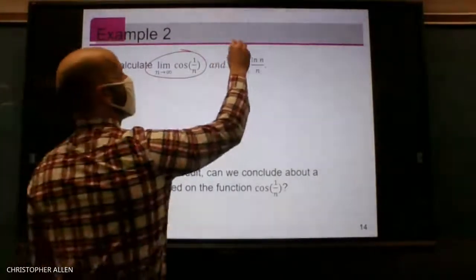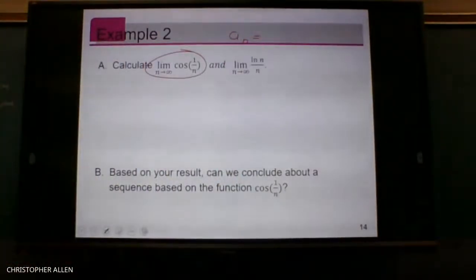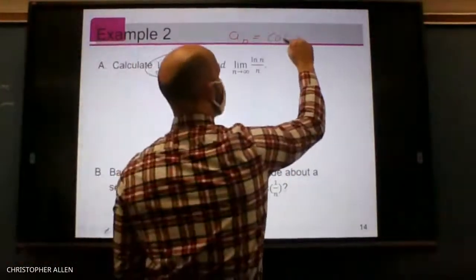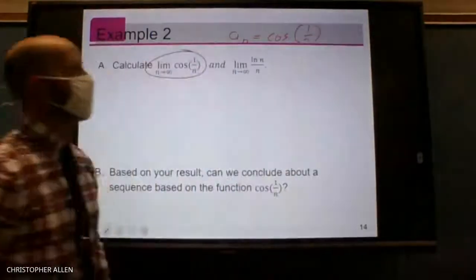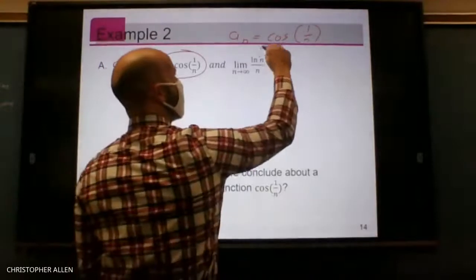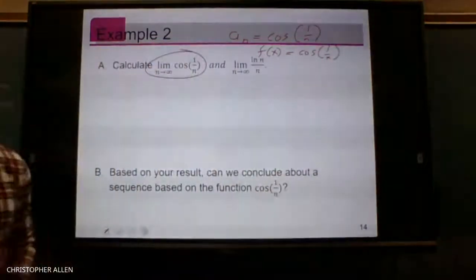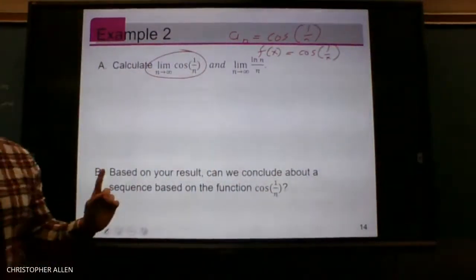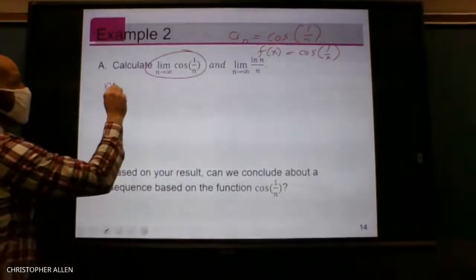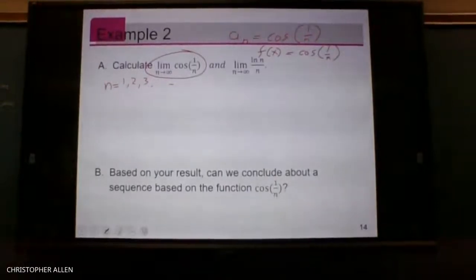So what is my sequence here? What's a sub n? Well, it's cosine of 1 over n, right? That's what the formula is. In other words, f of x you can think of as the cosine of 1 over x. You want to think of that as a function. Now, please keep in mind, since we're talking about a sequence, what is n? Well, it's 1, 2, 3. So we're not doing decimals in there for n. We're only doing integer values starting at 1. And it says calculate the limit for this.